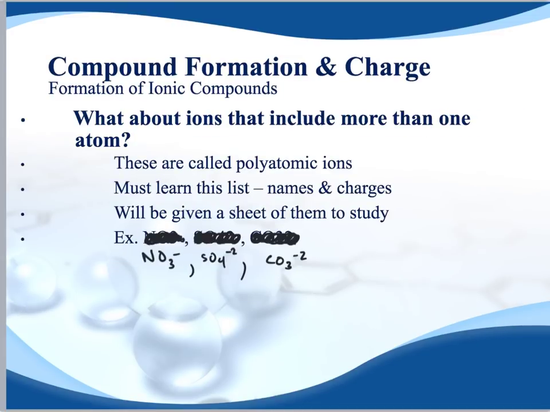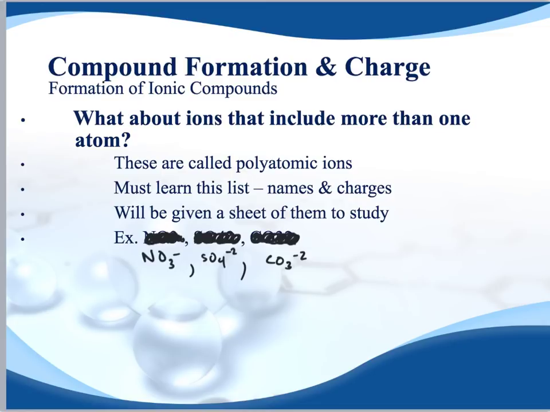What about ions that include more than one atom? You may notice on the ion sheet there are some ions that are more than just one atom, and these have a special name. These are called polyatomic ions. Get familiar with the list. There's a list on the front and back page of your ion sheet.